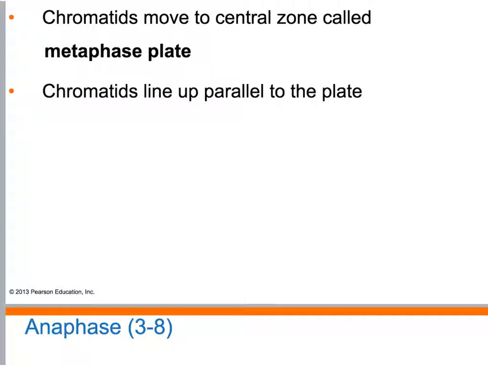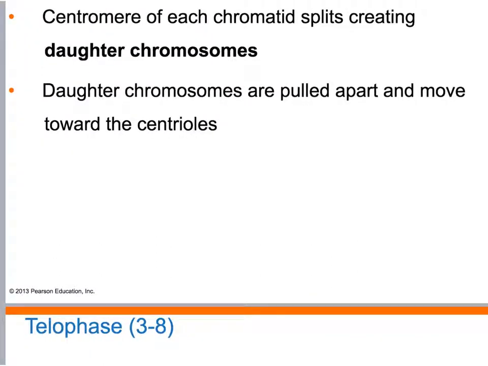In metaphase, the chromatids move to the central zone called the metaphase plate, and the chromatids line up parallel to the plate. In anaphase, the centromere of each chromatid splits, creating a daughter chromosome. The daughter chromosomes are pulled apart and moved towards the centriole.